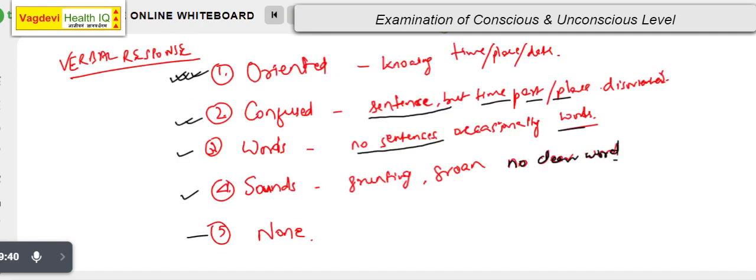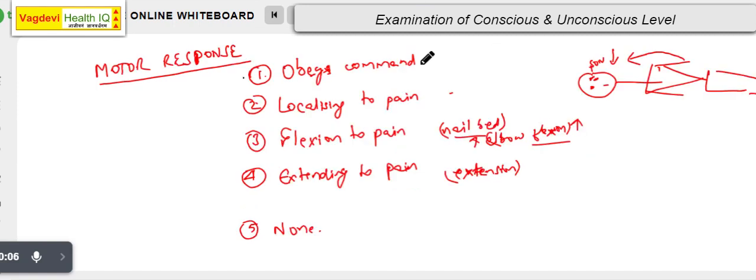Coming to the second part, oriented. If he's oriented, you will record that. If he is not oriented, you will go to the second part to see whether he's confused. If not, then you'll see whether he's able to make some words, maybe sense or may not be sense. Then no sentence, no words, nothing, then he's making some sound, you will record that. Nothing is happening, then you will record as none. Understood my point? So this sequence has to be maintained. Obeying command: if he's obeying command, like you say hold up your arms, touch your nose, and he is able to do it, you will record obeys command.